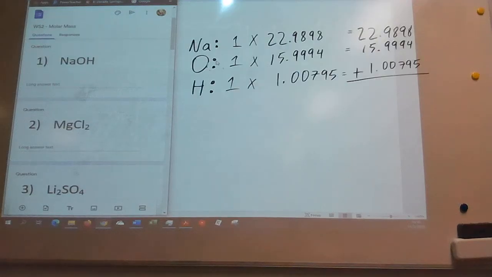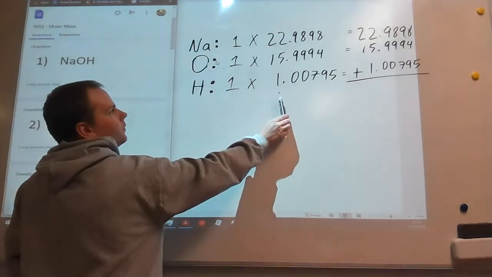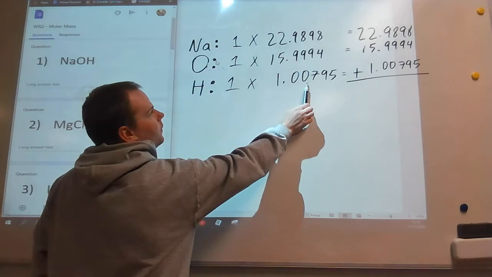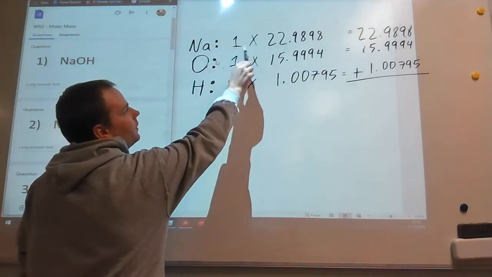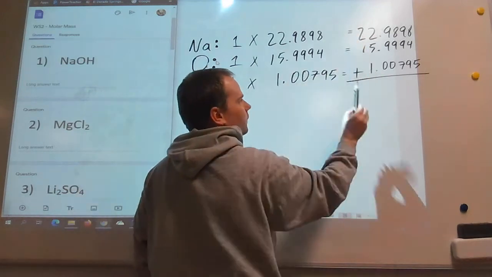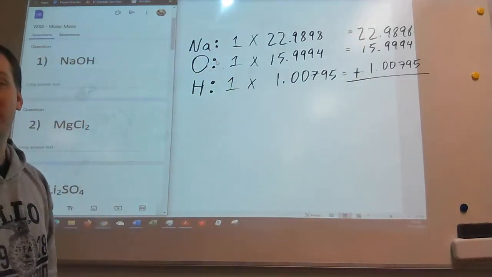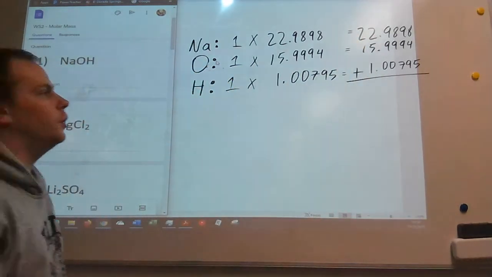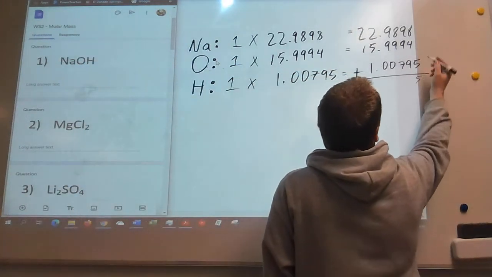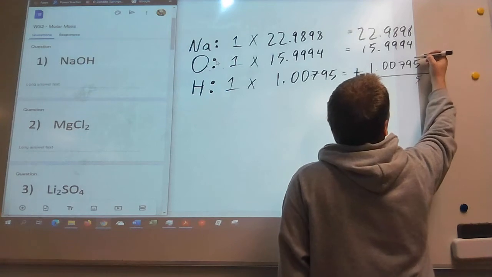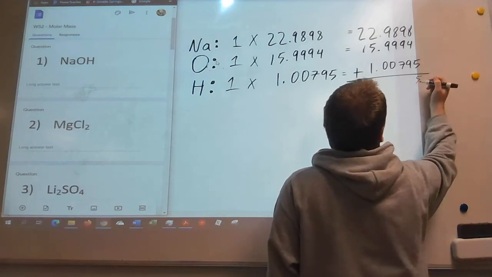Okay, so now we have the individual elements. For each one, this is the molar mass. Since we only have one of each, 1 times the molar mass gives us the same thing. Then we just have to add these up. So if we add this up, we'll get 5, 4, 9, 13.